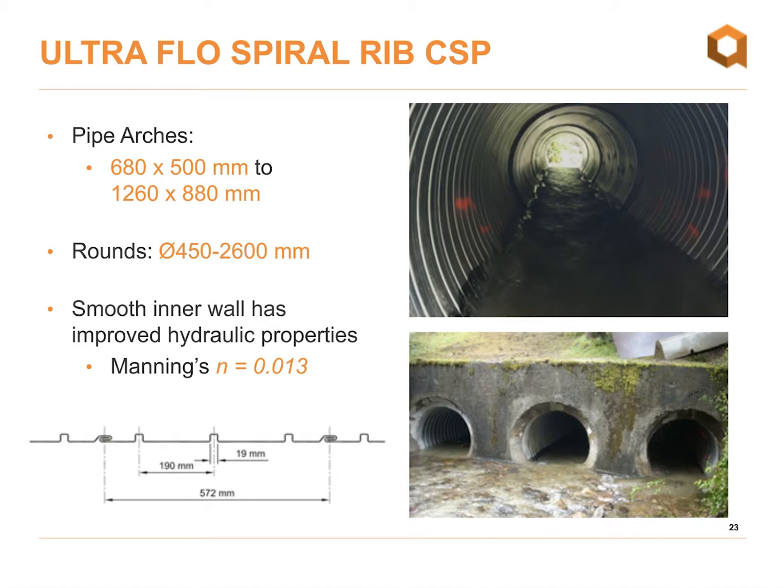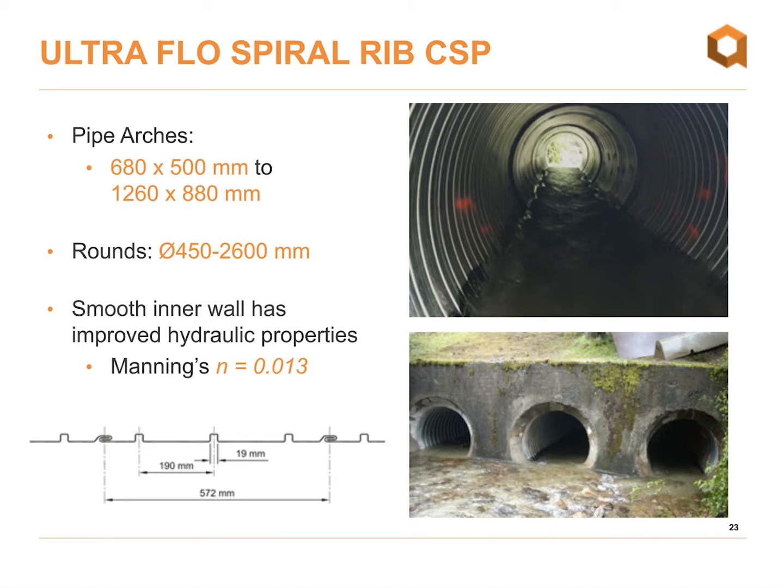So UltraFlow is classified as a spiral rib CSP. So essentially, it's a little bit different than the sinusoidal corrugated steel that you're used to seeing. So the corrugation profile is shown on the bottom left there. So we essentially have a box corrugation, 19 millimeters by 19 millimeters. So very shallow profile, meaning we have a very small difference between the inner and outer diameters. So that translates into fairly minimal losses in terms of end area with a rehabilitation scenario.